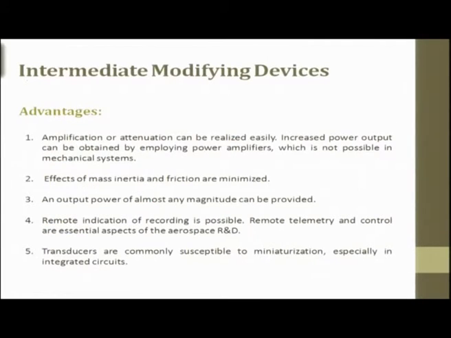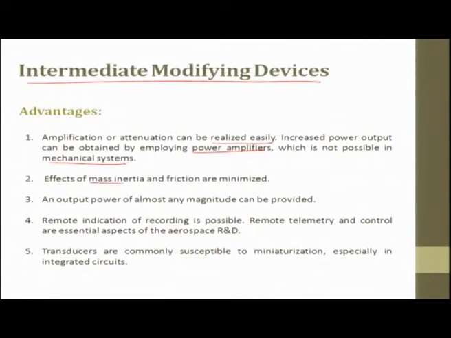Next we will start looking at the advantages of intermediate modification devices. The first major advantage is amplification or attenuation. Amplification means increase, attenuation means decrease. Amplification or attenuation can be realized very easily. Increased power output can be obtained by employing power amplifiers, which is not possible so easily in mechanical systems. Of course, you can use levers and gears and magnify it, but there is always wear and tear loss. So, power amplifiers can be used such that you can amplify the signal.